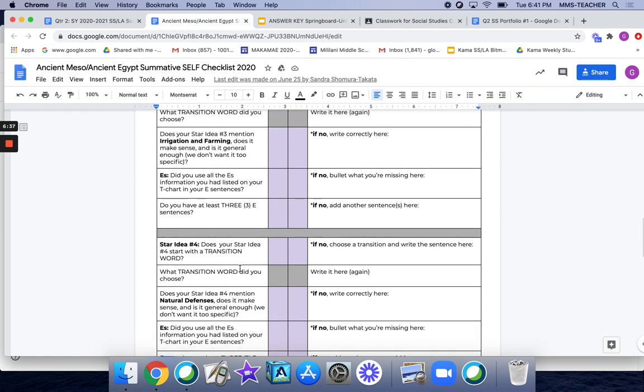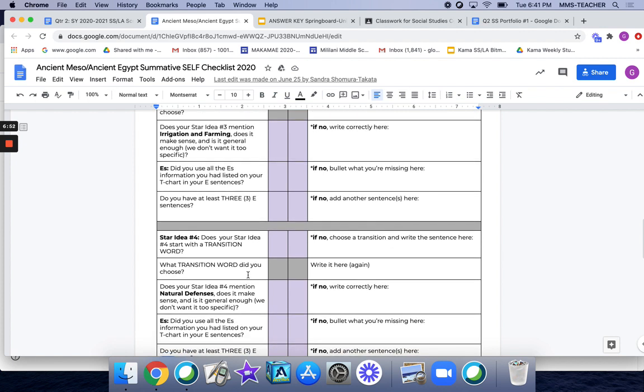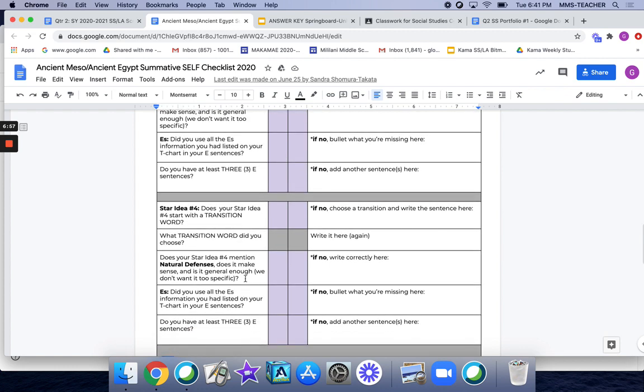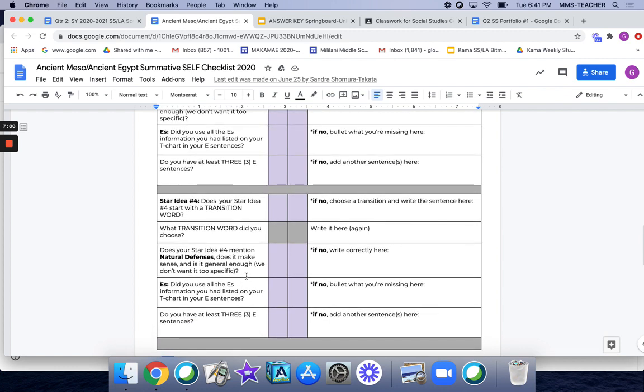And star idea 4. Does your star idea 4 start with a transition word? Yes or no? And if no, choose a transition and write the sentence here. Now, what transition word did you choose? Write it here again. Now, does your star idea number 4 mention natural defenses? And does it make sense? And is it general enough? Because we don't want it too specific. Yes or no? And if you put no, write it correctly here.